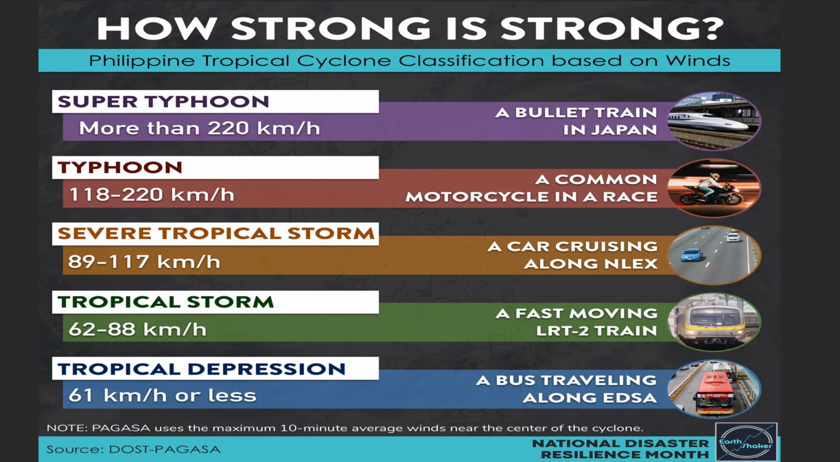So when we say typhoon, the speed of the wind is around 118 to 220 kilometers per hour. So this is as fast as a common motorcycle in a race. Okay, so may karera na. Now, we term the tropical cyclone a super typhoon when it carries more than 220 kilometers per hour. So here, this is as fast as a bullet train in Japan.